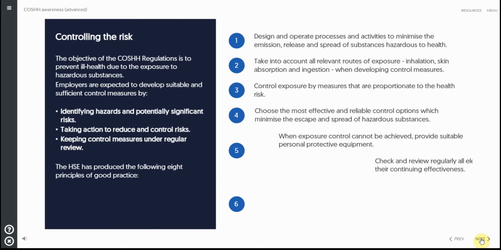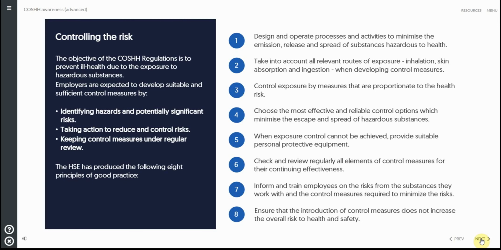Controlling the risk. The objective of the CoSHH regulations is to prevent ill health due to the exposure to hazardous substances. Employers are expected to develop suitable and sufficient control measures by identifying hazards and potentially significant risks, taking action to reduce and control risks, keeping control measures under regular review. The HSE has produced the following 8 principles of good practice.